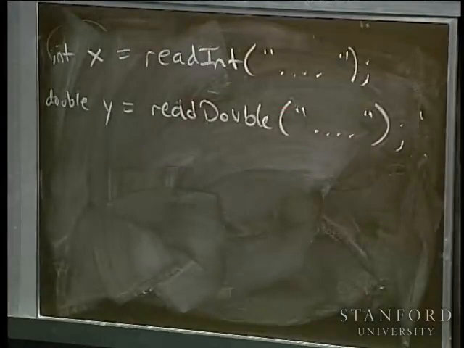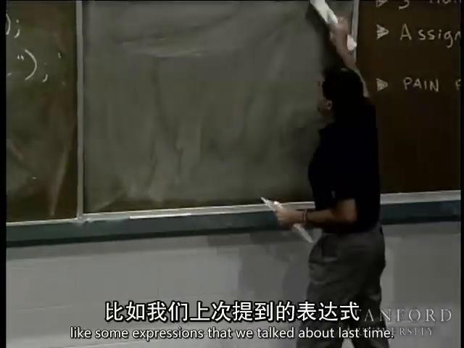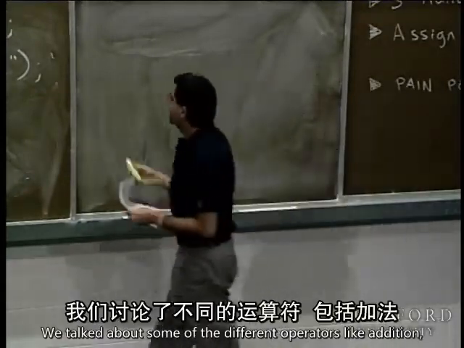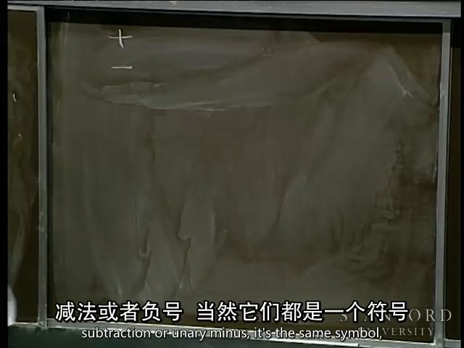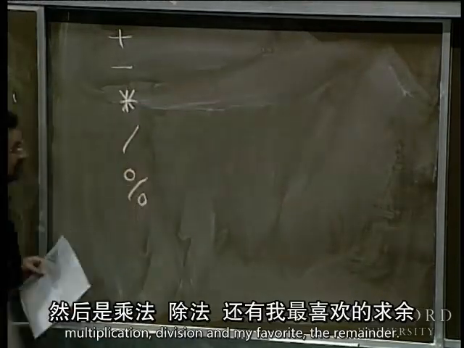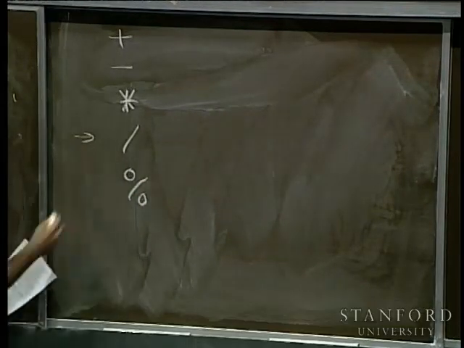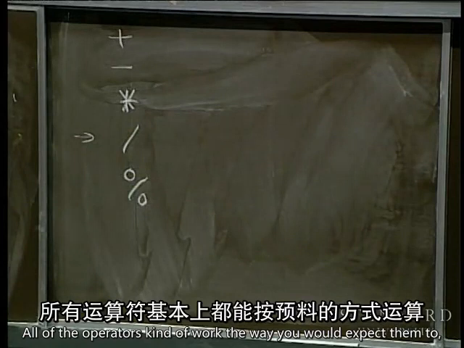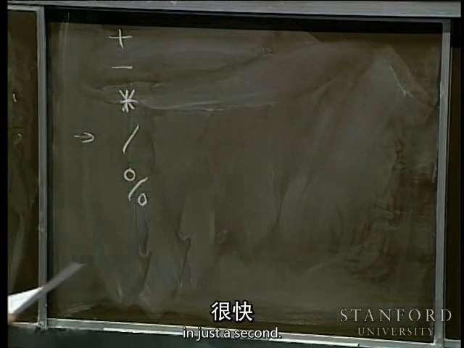Now, one thing you want to do once you actually get some input from the user is you want to do some manipulation on it, like some expressions that we talked about last time. We talked about some of the different operators like addition, subtraction, or unary minus, it's the same symbol, multiplication, division, and my favorite, the remainder. And so we talked about all of those except for this little guy last time. All of the operators kind of work the way you would expect them to, okay? And we'll talk a little bit more about division in just a second.